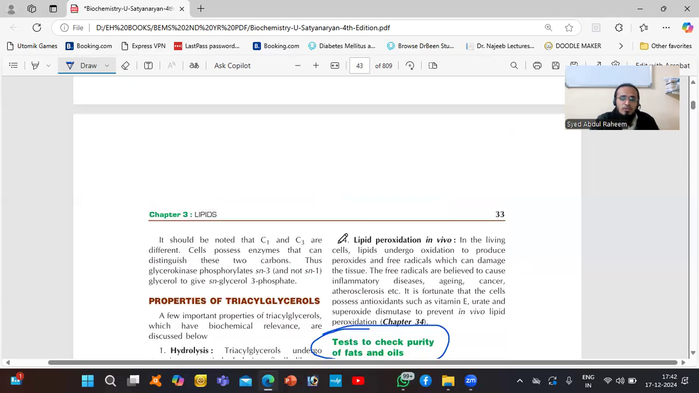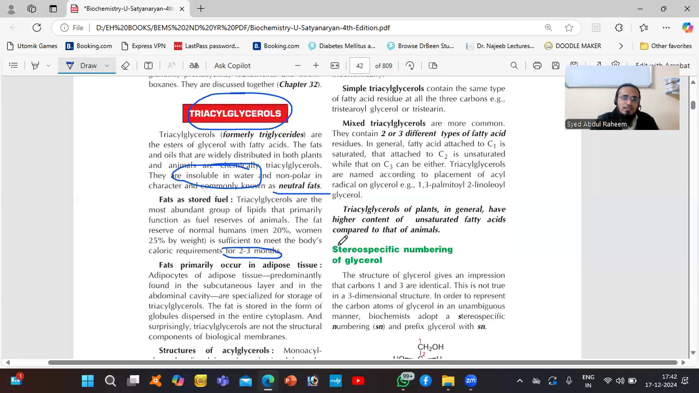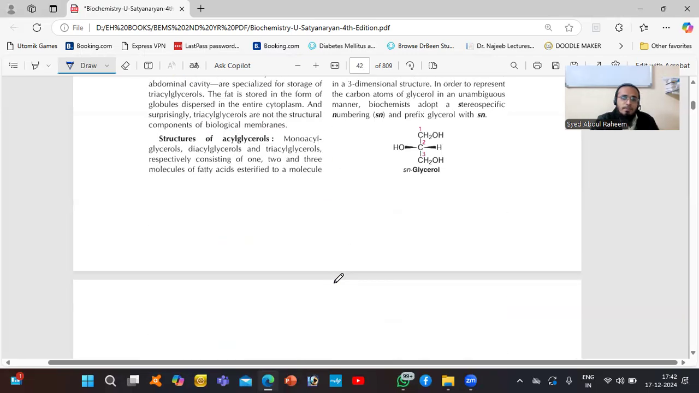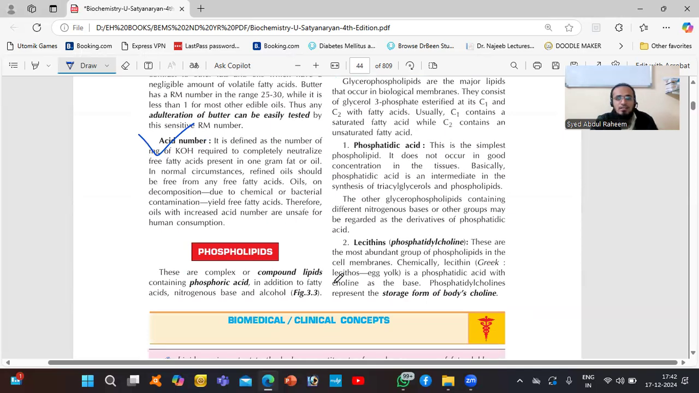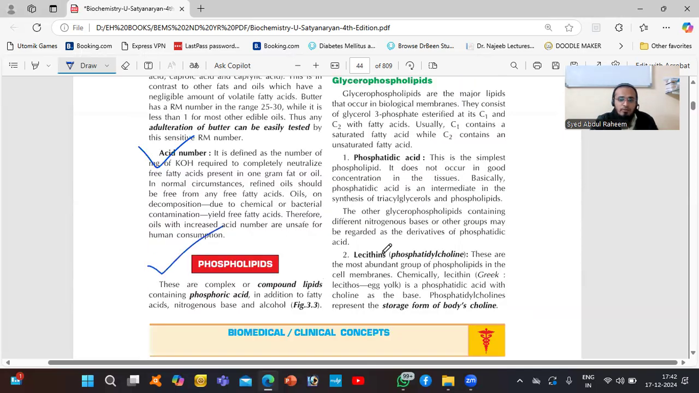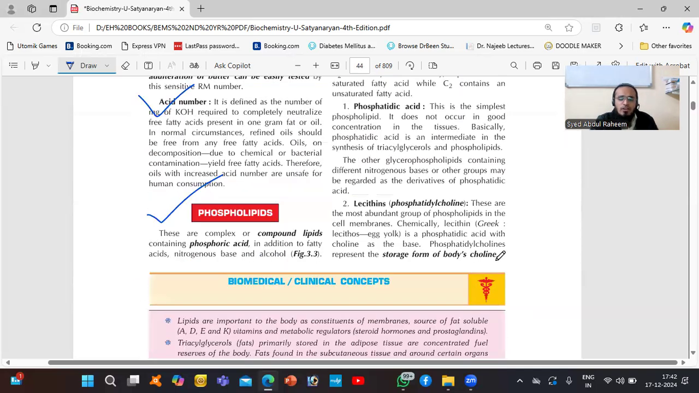So this is all about fat, fatty acid, triglyceride, all these things we studied in this class. Next, we have phospholipids. Phospholipids, I already told you, have phosphorus and lipids. The combination of phosphorus and lipids is called phospholipids. Here we have phosphoric acid.